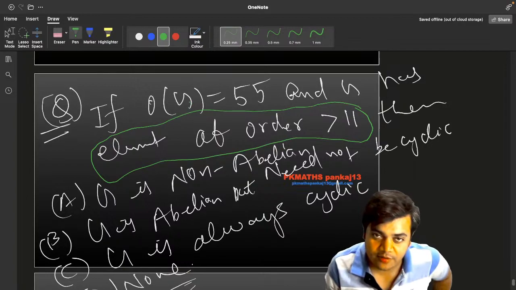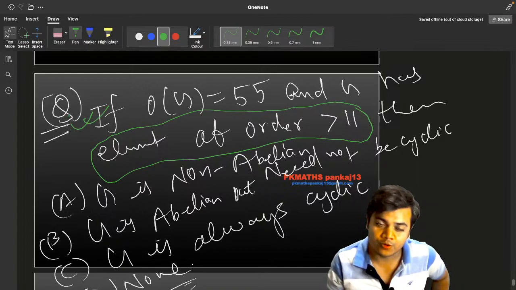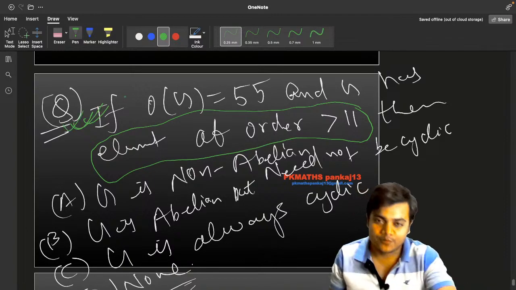We will continue this session tomorrow onwards, and the first question of tomorrow's session will be this one only. So please try.